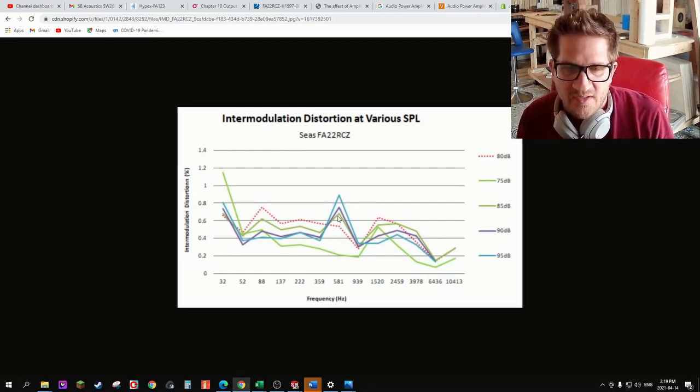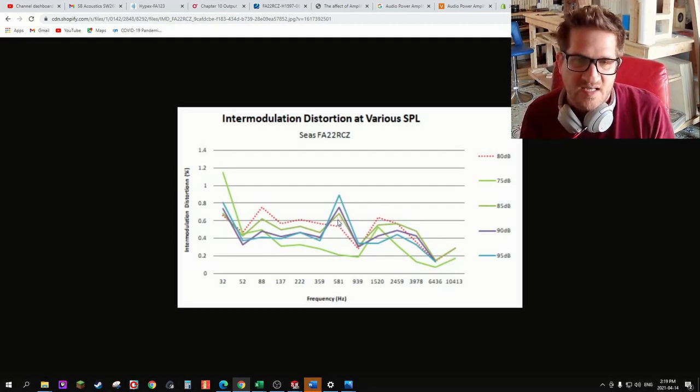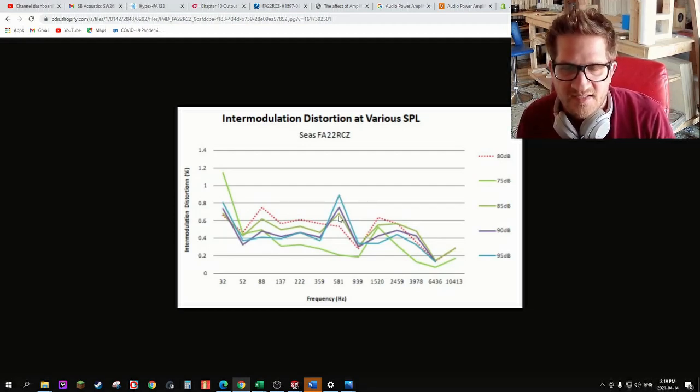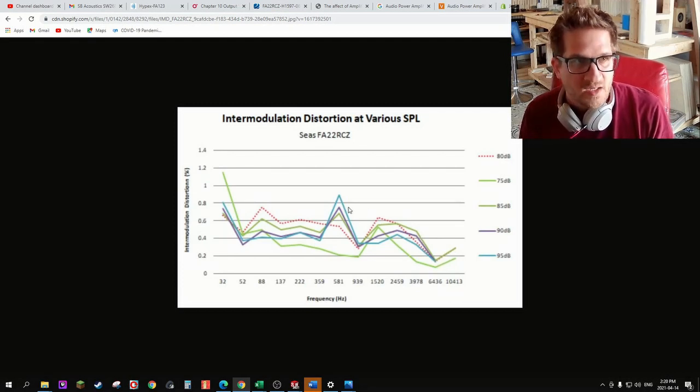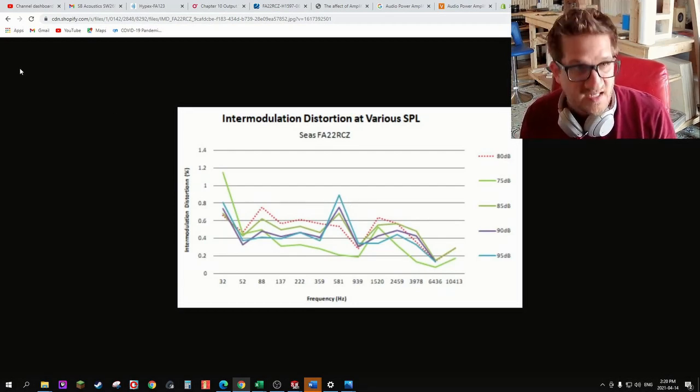We're seeing also that as you increase the output SPL, the anomalies that we saw on the impedance start to show up as distortion products at around 600 Hertz. Distortion remains low even at 95 dB in the upper treble. So this is something that I'm going to discuss in a future video as well. So stay tuned for that.